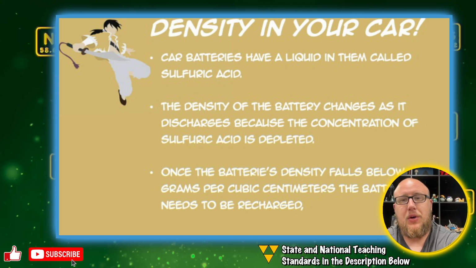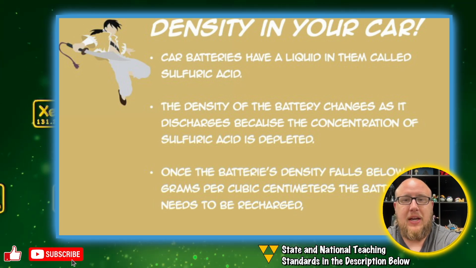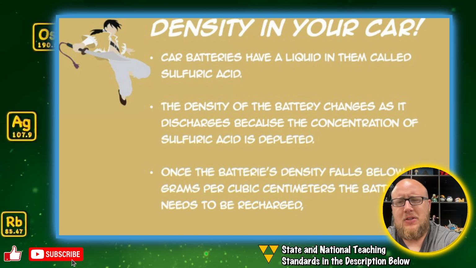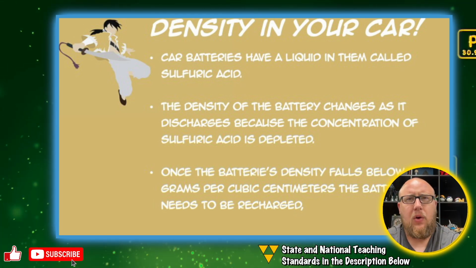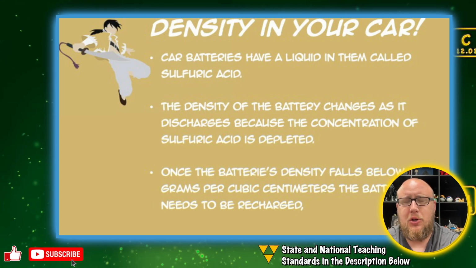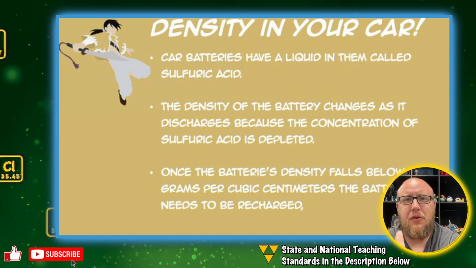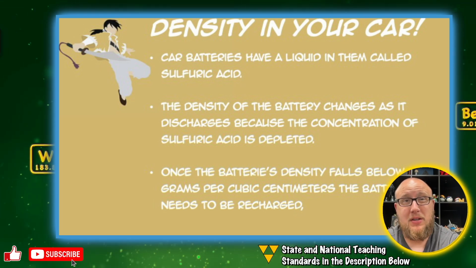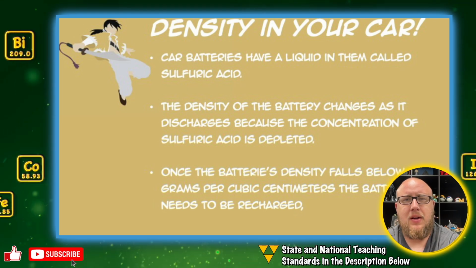Car batteries have a liquid in them called sulfuric acid. The density of the car battery changes as it discharges. Okay, so what happens is that the concentration of sulfuric acid is going to decrease. What we see here is that sulfuric acid is going to let off ions, or charged particles. Okay, and those charged particles are what's going to power the electricity of your car. So as we're releasing those charged particles, we're not replacing them. So that's going to decrease the amount of sulfuric acid in your battery.